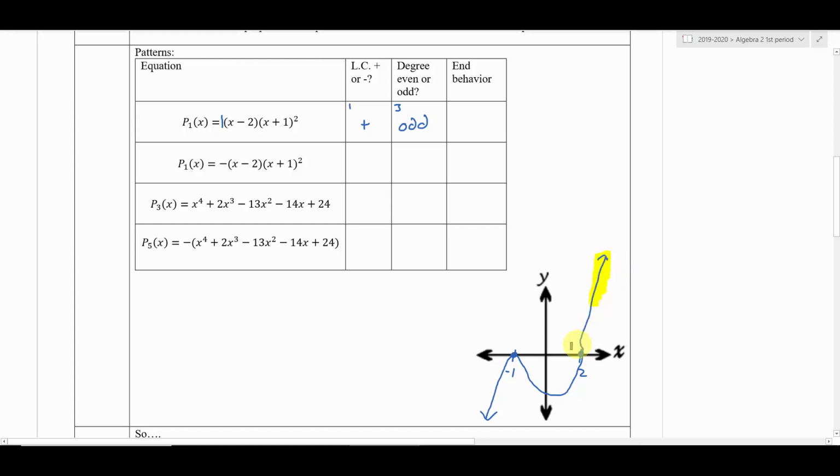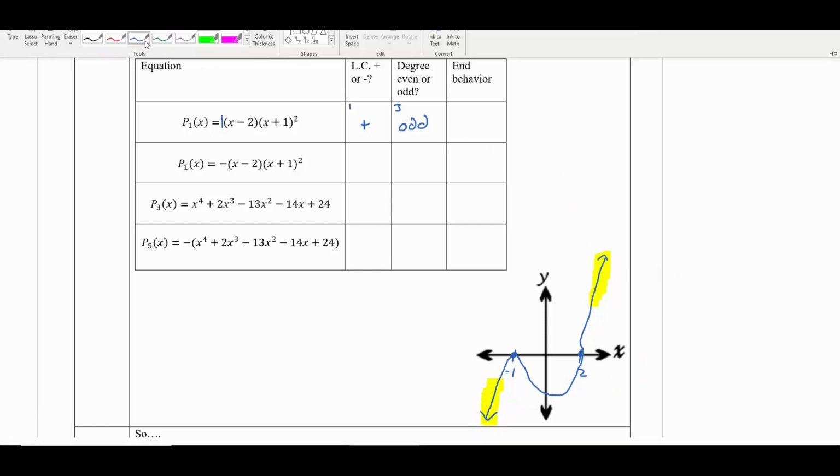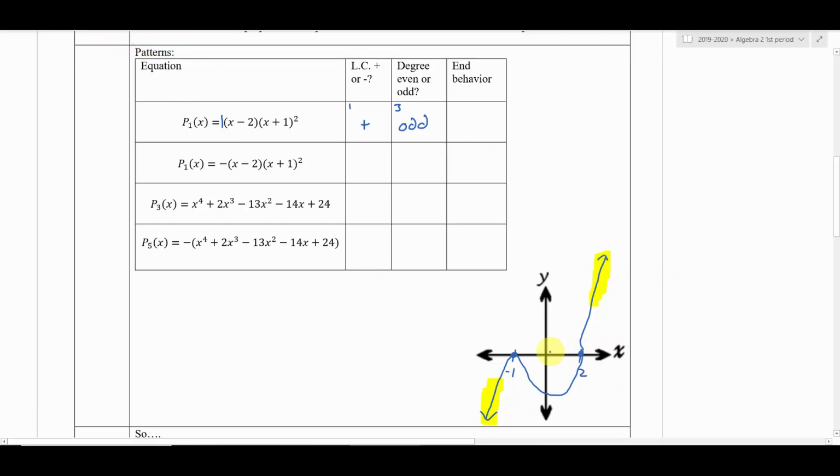And the same thing, I can go off to the left, right? So as I go off this direction towards the left, I look at what my function is doing on the left-hand side. So I'm looking at this piece of the function here. Those parts that I have highlighted, that is what we call the end behavior. So as I go off to the right, is it going up or is it going down? And as I go off to the left, is it going up or is it going down?